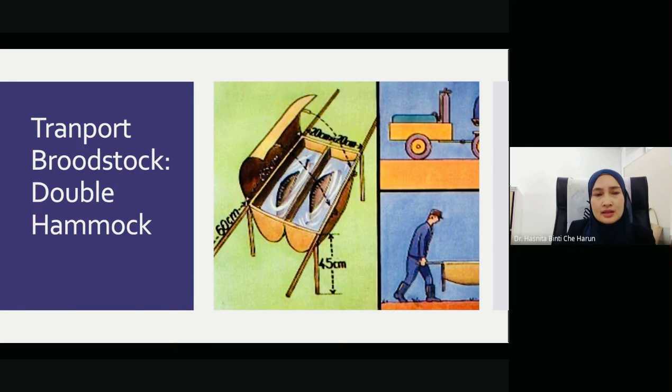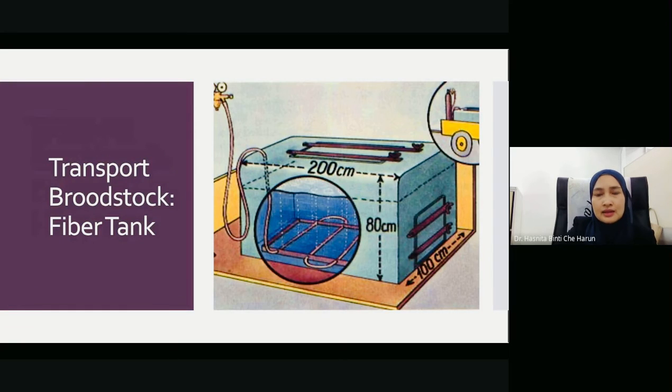This is the transport that people always use to transport the broodstock. The first one is the double hammock, and most of the time the more favorite transportation tool is the fiber tank. Sometimes they fit it into a vehicle, and it is supplied with oxygen, and sometimes they control the temperature as well.